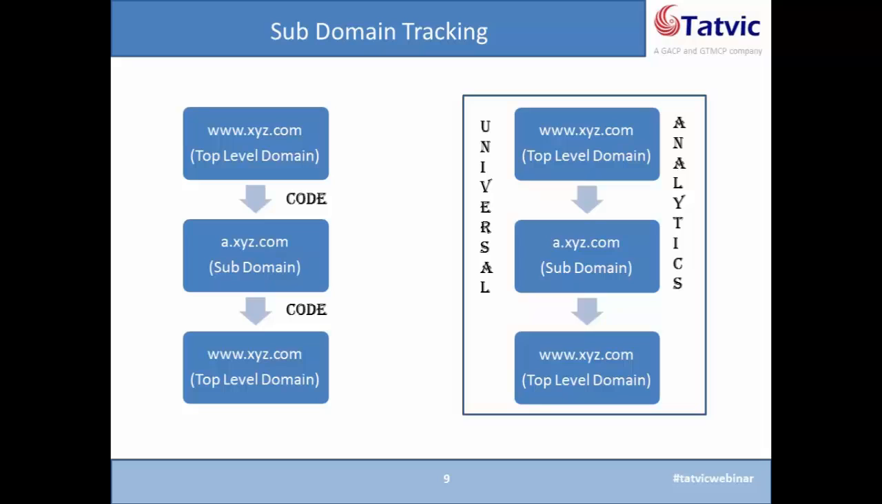But here in Universal Analytics, there is a fantastic inbuilt feature which tracks all the subdomains as a single domain. You do not need to add any code for subdomain tracking in Universal Analytics. For example, if you have a domain called xyz.com and a subdomain called a.xyz.com, the user's cookie will remain consistent across all the subdomains if you are using Universal Analytics. Similarly, to implement cross-domain tracking, you have to simply add a one-line code compared to the complex cross-domain implementation we used to do in classic Google Analytics.